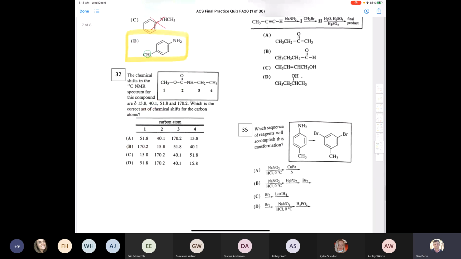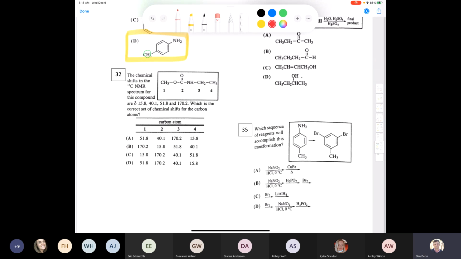Question 32 deals with carbon NMR. Got a compound here, this is called a carbamate. This is one of those functional groups that we don't see a lot of in this class, right? Looks like you have an amide on one side and then an ester on the other, so that's called a carbamate. It says the chemical shifts for the carbon-13 spectrum for this compound are 15.8, 40.1, 51.8, and 170.2 parts per million.